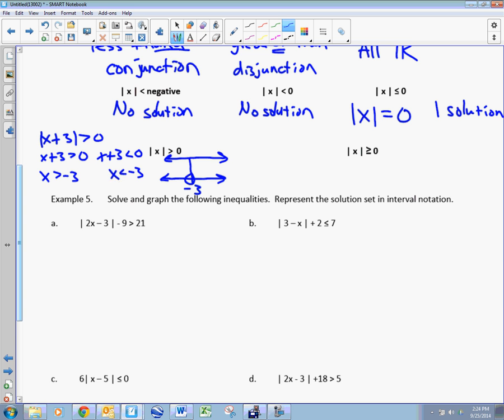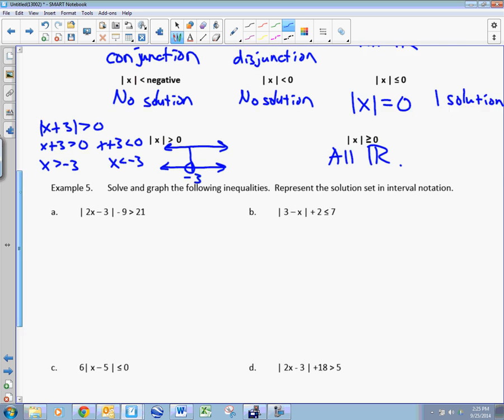In this situation, absolute value of x greater than or equal to 0, again, all real numbers. An absolute value has to be greater than or equal to 0. When you solve that, you would come up with the same graph. You would just fill in the 3 and realize that covers all numbers.